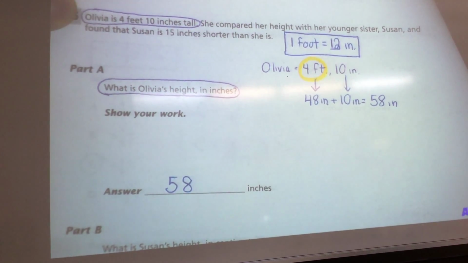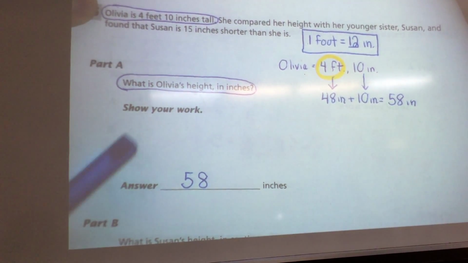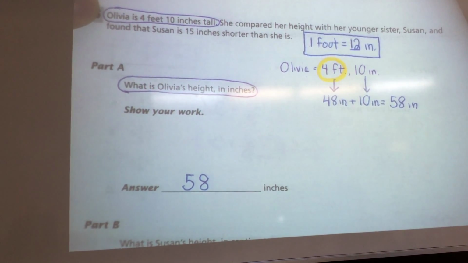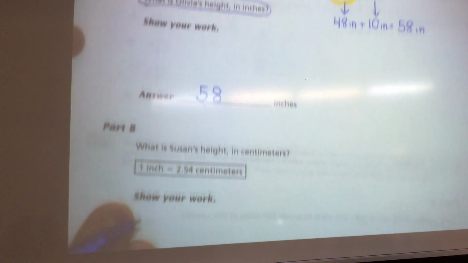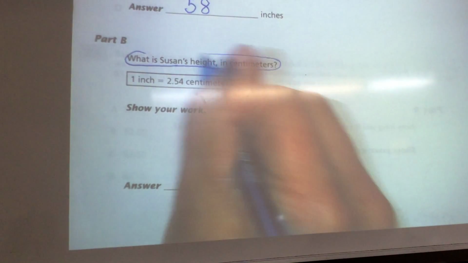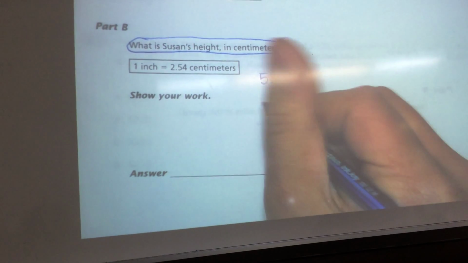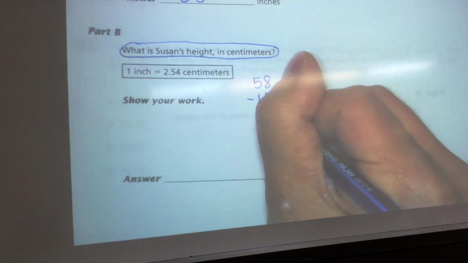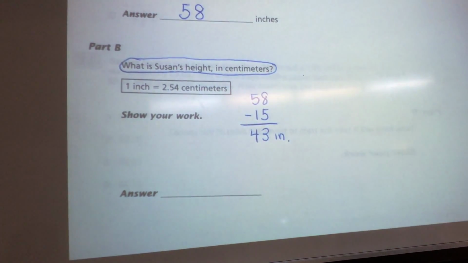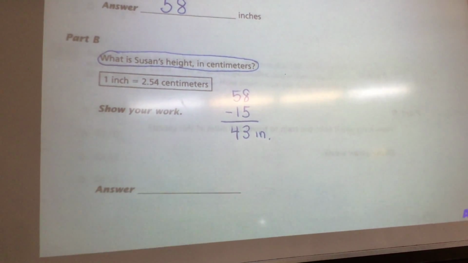And a few people are like, oh, wait a second, you're supposed to subtract 15. Yes, but that's for Susan, and the question said Olivia. We're going to get to Susan in a second in part B. Speaking of which, it says, what is Susan's height in centimeters? So first, you took Olivia's height, and it says Susan is 15 inches shorter, so we subtracted and got 43 inches. The problem is that we want Susan's height in centimeters.